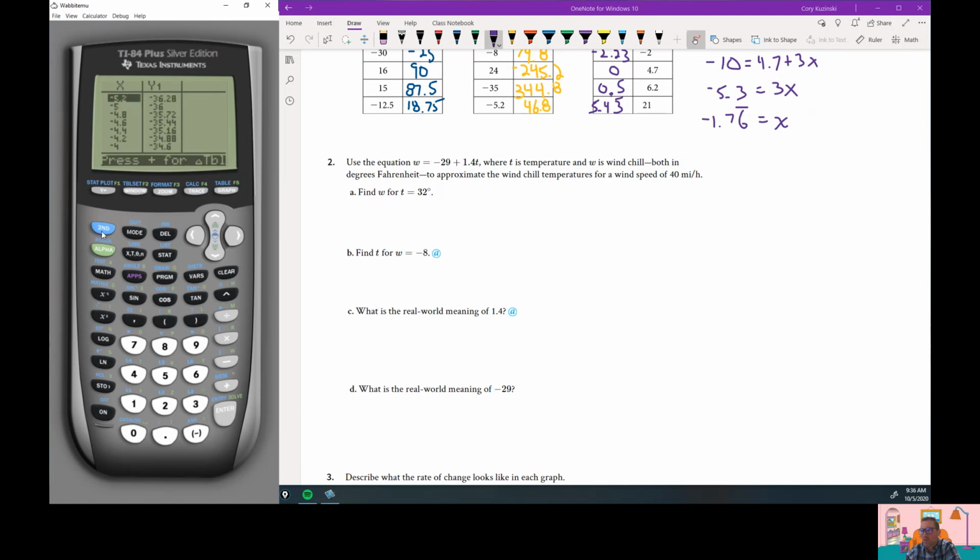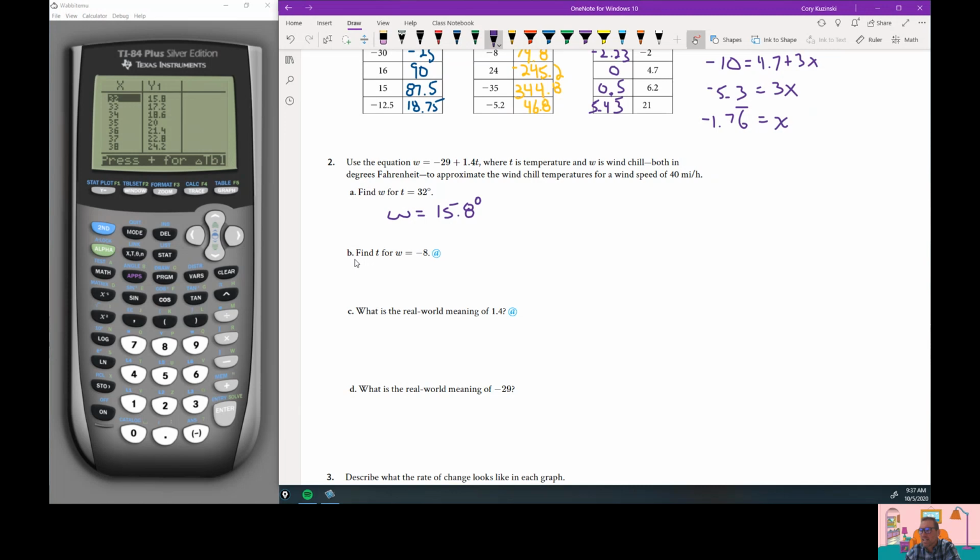So we want to go to, I got to reset my table here. Let's start at 32, and we'll go by 1 degree every time. And that's going to be W equals 15.8 degrees. That's what the temperature would feel like with the wind chill.